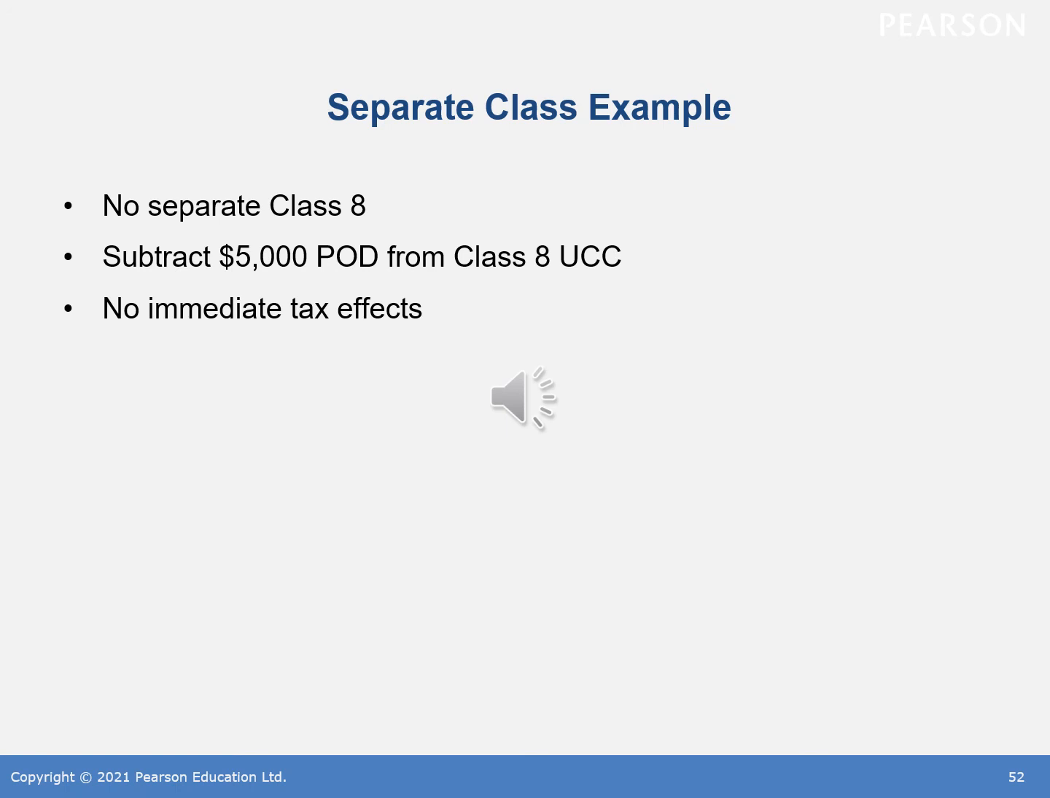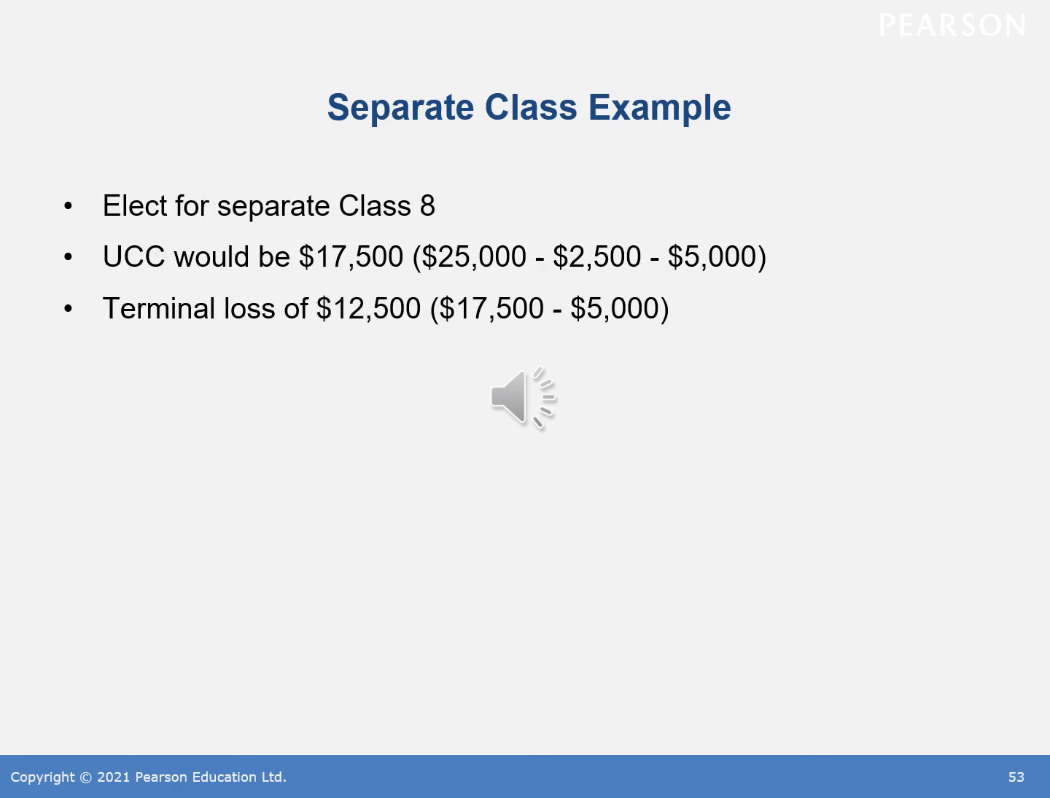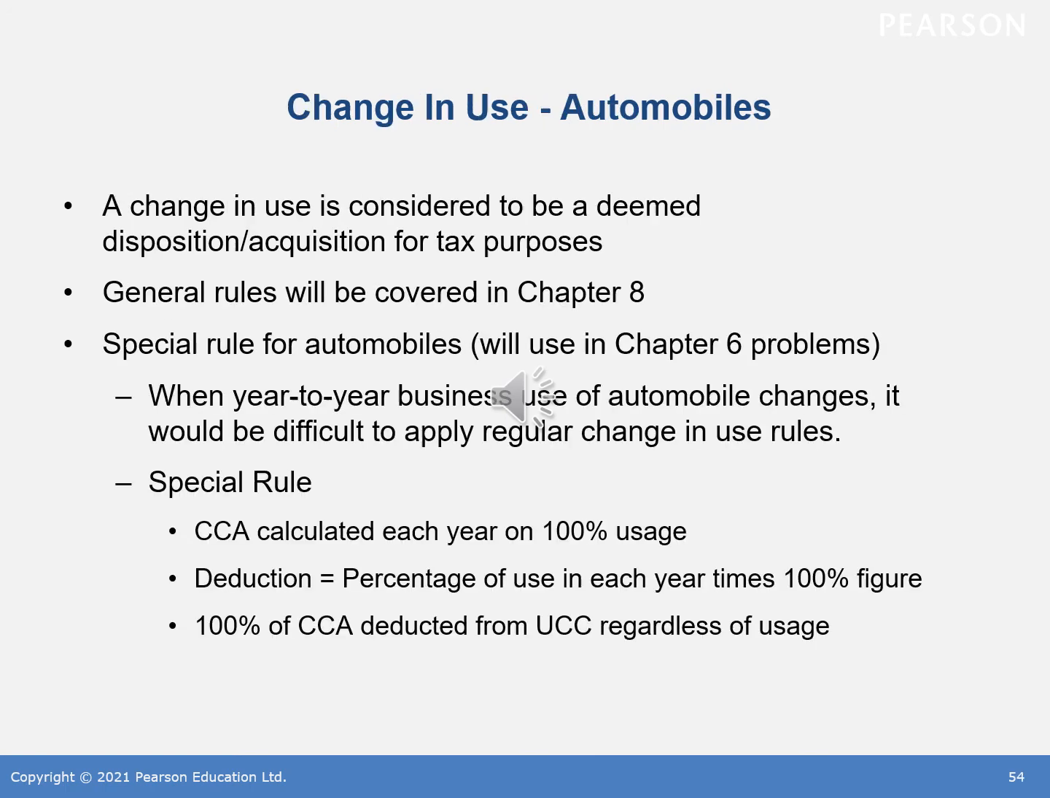If we elected for a separate class 8, the UCC for that specific asset would be $17,500, being the original $25,000 less the first half year amount of $2,500 less the second year amount of $5,000. The terminal loss would be $12,500, being the UCC of $17,500 less the proceeds of disposition of $5,000. So there'd be a terminal loss, which would create a tax reduction for this organization.